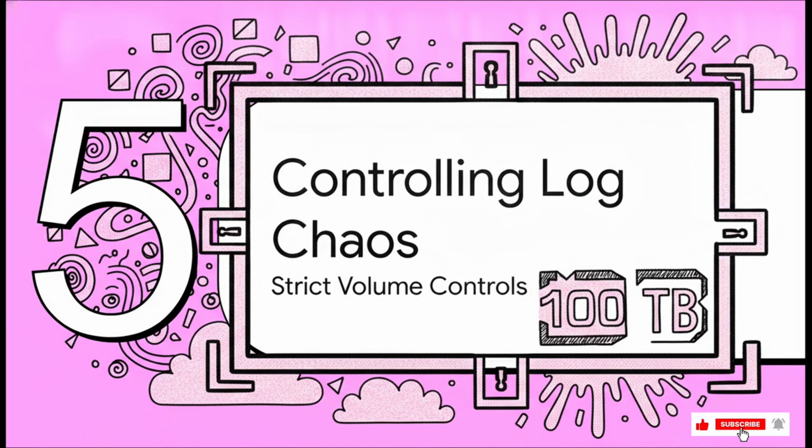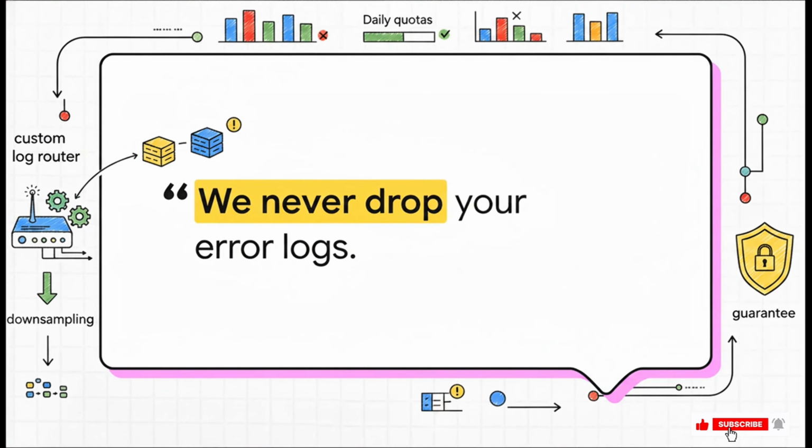Section 5. Controlling the log chaos. Strict volume controls. Now, even as their custom log router strictly enforces daily quotas and automatically downsamples noisy services, they provide one absolutely crucial, reassuring guarantee to their product teams. We never drop your error logs.